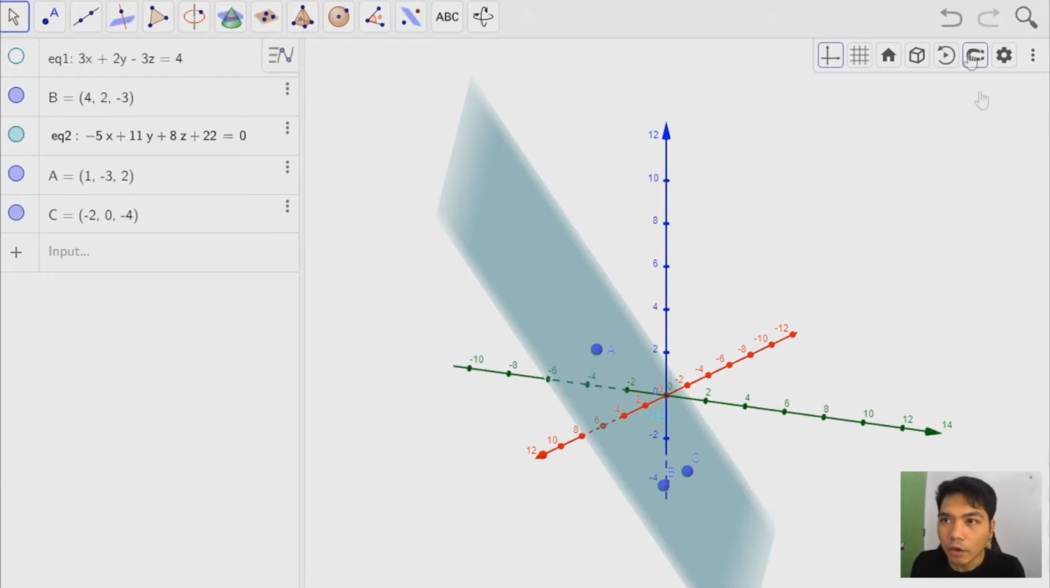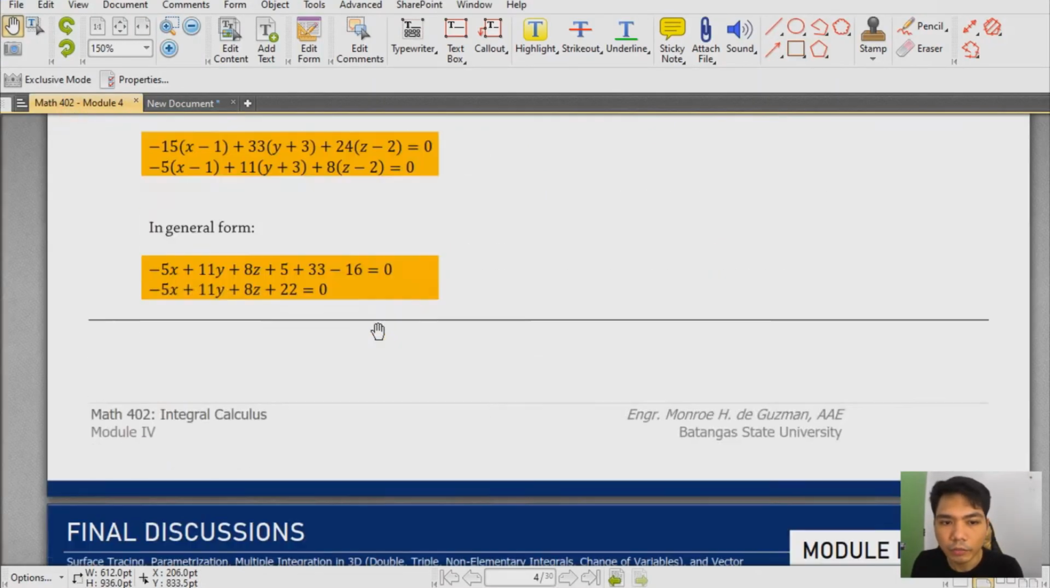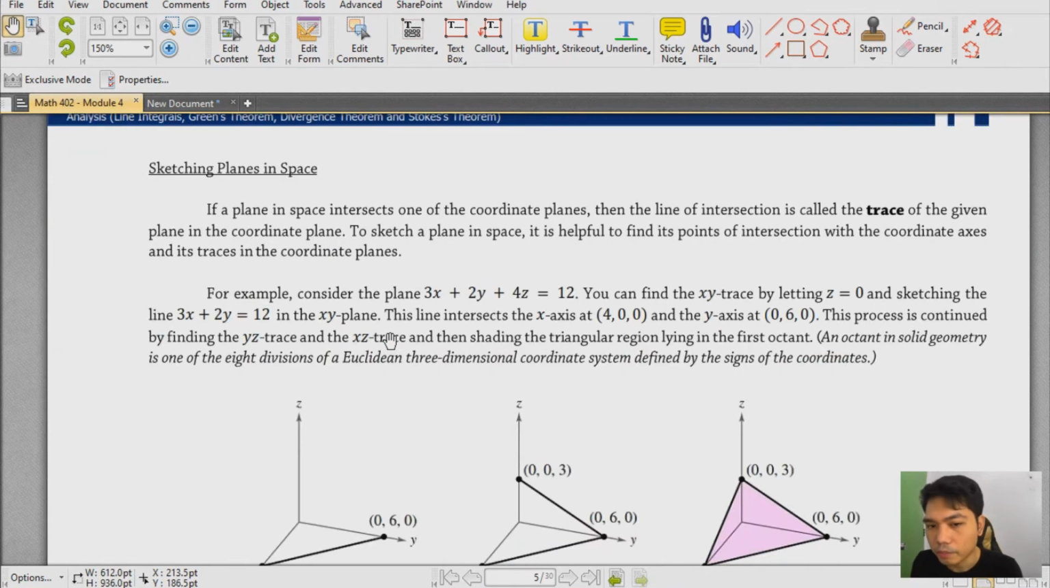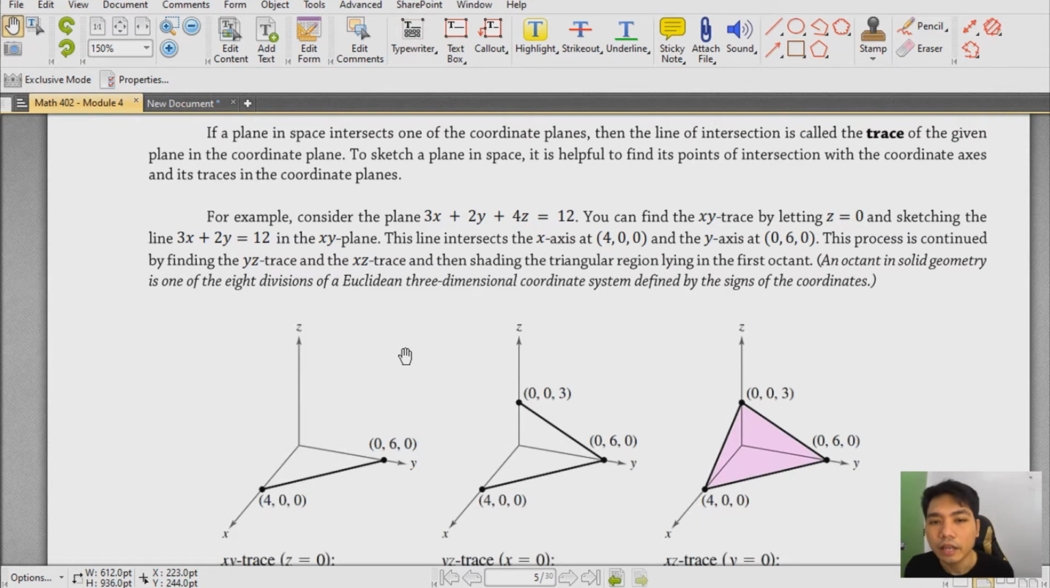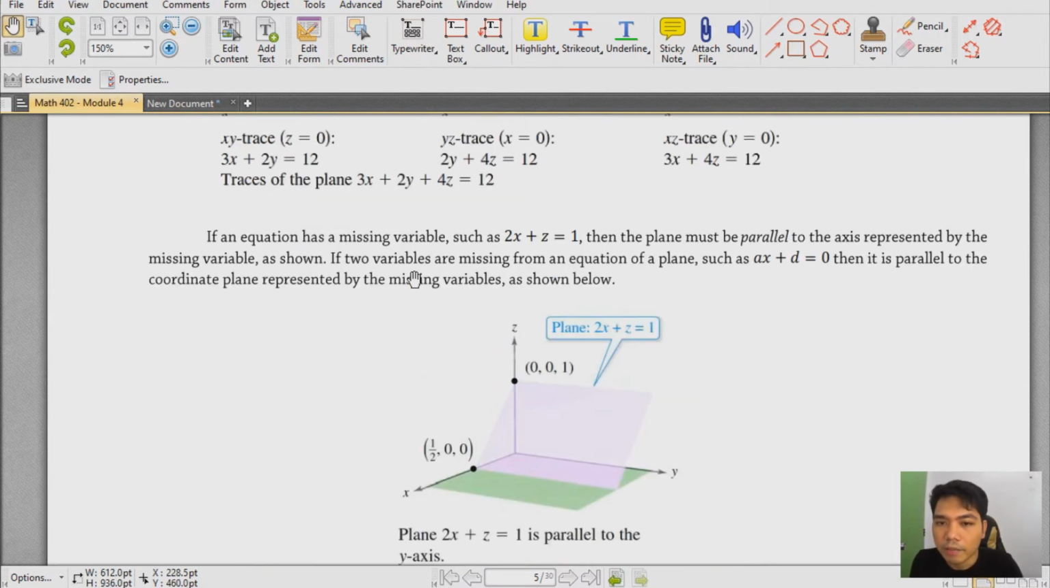Okay, so I think we can now proceed dun sa next natin na part, which is all about sketching planes in space. So ito naman, sketching planes in space, napakasimple lang nito. Once you are given with 3 points, you can generally sketch the plane. Or kung wala kayong given na 3 points, pwede kayong basta mag-assign ng any values. Let's say gawin mong 0, 0 yung the rest, and then magkakaroon ka ng values ng isa. So ganun lang nag-sketch ng planes in space.